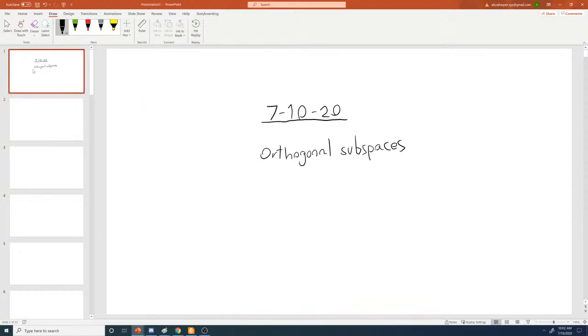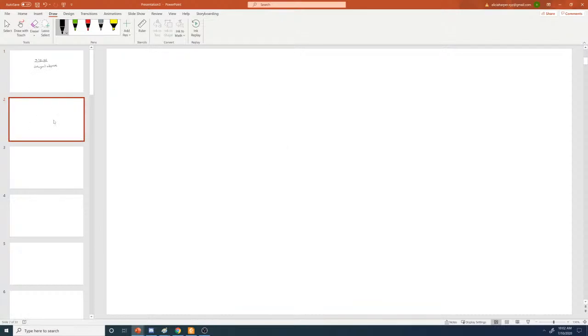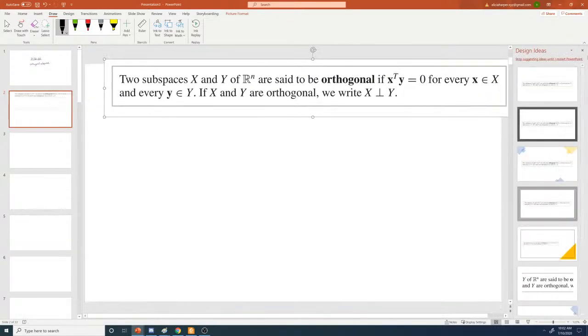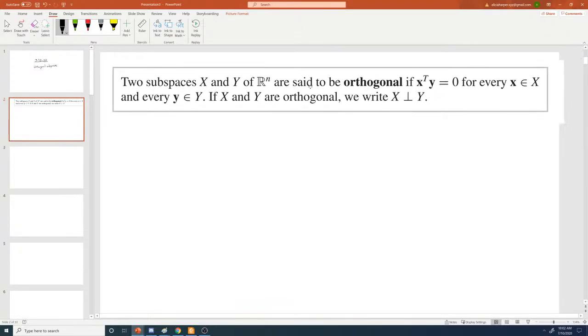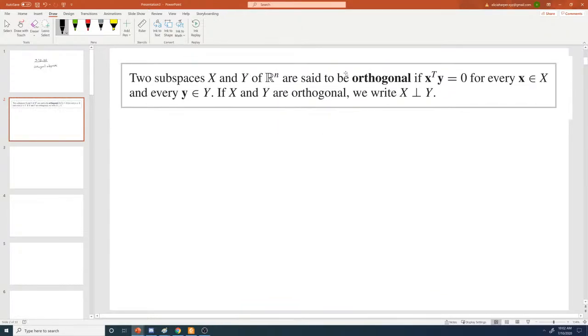All right, howdy. So today we're going to be talking about orthogonal subspaces. I'd like to start by reviewing the definition I gave last time. Suppose we have Rn, and we're given 2 subspaces X and Y of Rn. Then we say that they are orthogonal if x transpose multiplied by y is equal to 0 for every x in X and every y in Y. If X and Y are orthogonal, we write X, with a perpendicular symbol, is orthogonal to Y. And that's how we read this symbol. It means is orthogonal. So let's start with an example.